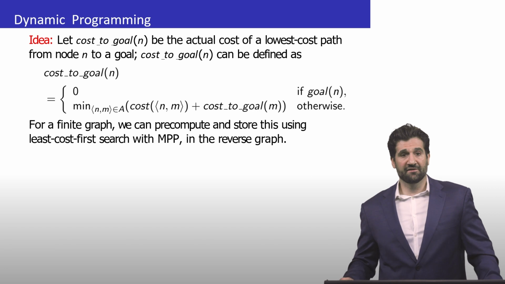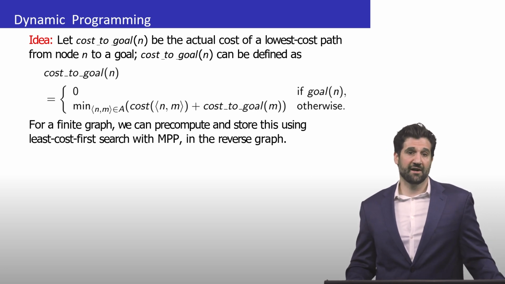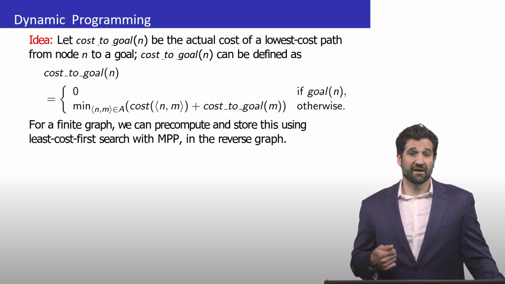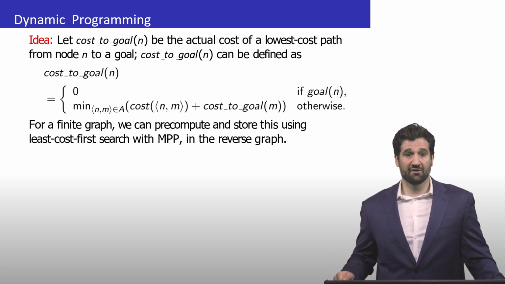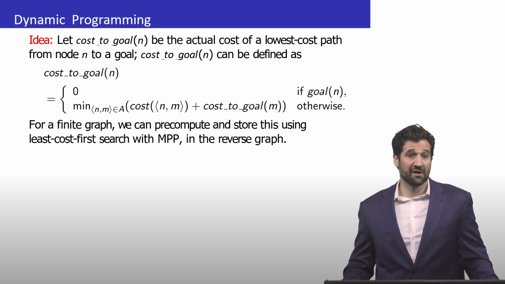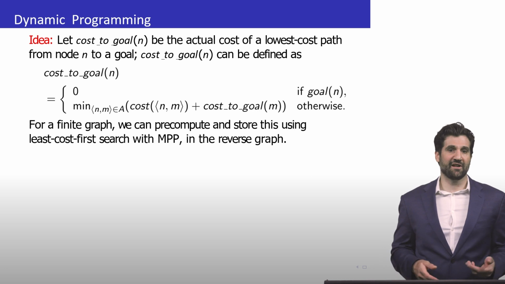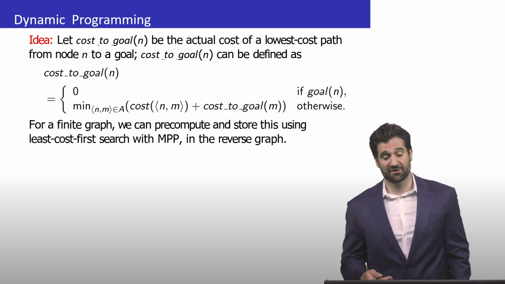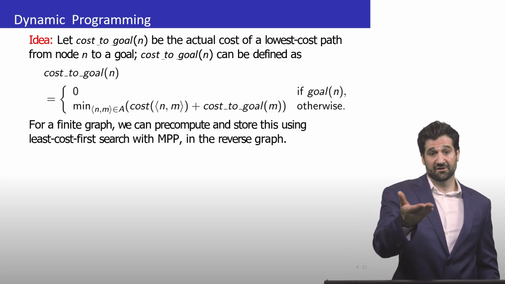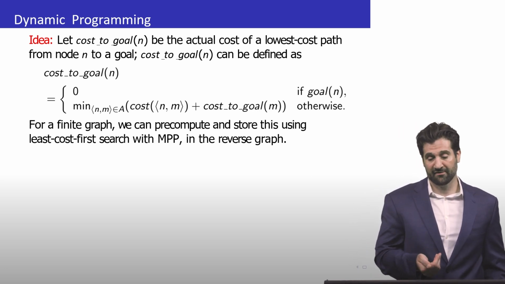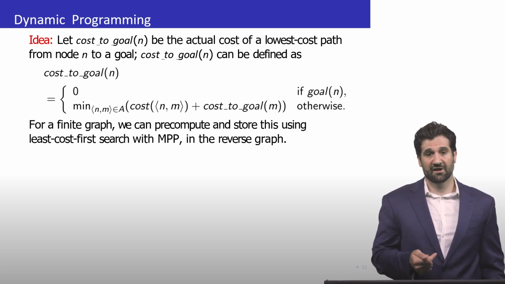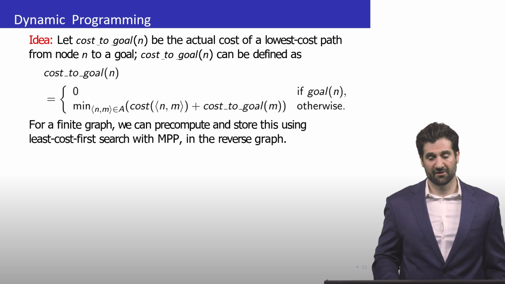So the next advanced search technique we're going to discuss is dynamic programming. Let's assume that we have this function, cost to goal of n, for a given node. This is the actual cost of the lowest cost path from n to the goal. This would be really great information to have, because we could think of it as a perfect heuristic function, and we can make all our decisions based on what you see here, where you're just adding the cost to get there plus the cost to get to the goal.